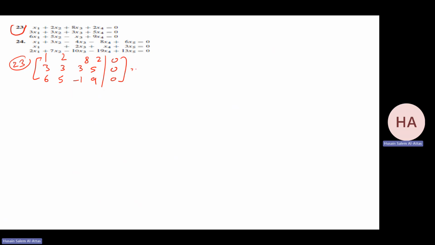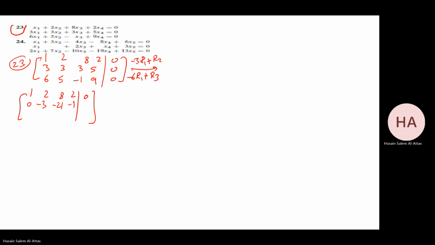Okay. So I need to multiply the first row by minus 3 and add it to the second row, and the first row by minus 6 and add it to the third row. I can do it at one time. 1, 2, 8, 2. This is 0. Multiply minus 3 and add, that will be 0. Minus 6 plus 3, that will be minus 3. Minus 24 plus 3, that's minus 21. Minus 6 plus 5, that will be minus 1. Okay. 0.